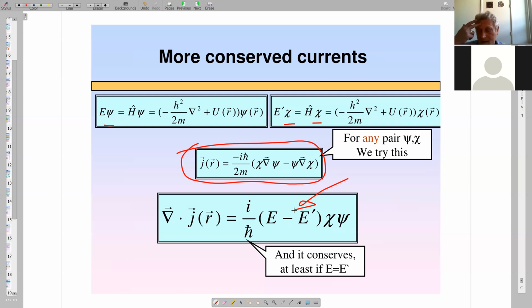Divergence is zero if the energies are precisely the same. Okay, if energies differ a bit, I can think of approximate conservation of the current. But anyway, there is a conservation law for any pair of wave functions. It's not probability, it's something else. But this conservation law persists. Let me give a couple of examples.